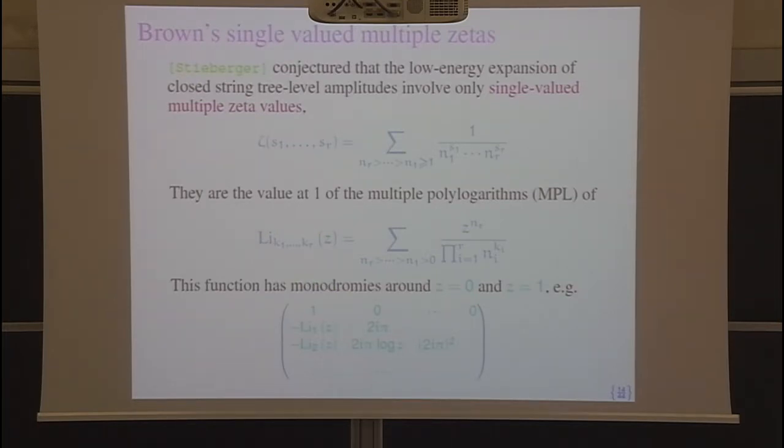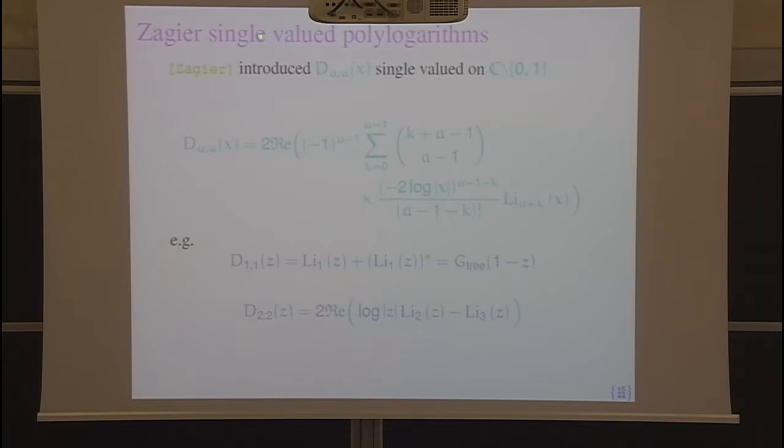This function has monodromy around z equals 0 and z equals 1, and this is the famous monodromy matrix of the polylog. This is the monodromy of the log, this is the monodromy of Li2, this is the monodromy of Li3. When you go around 0 and 1, you pick up phases: the discontinuity of the log is 2 pi, the discontinuity of Li2 is Li1, etc.